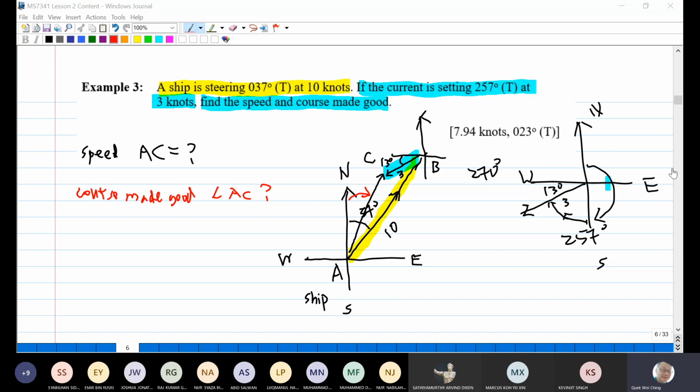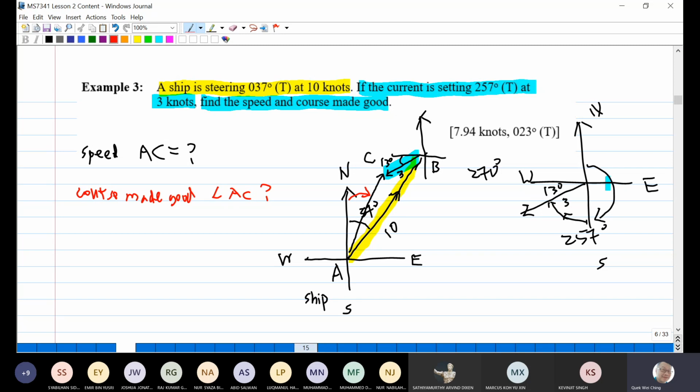Okay, so now let's go back. I think we have the diagram covered already. Let's try to analyze the triangle now. We know what we want to find: the speed AC, and the course made good. Let's go to the next page.